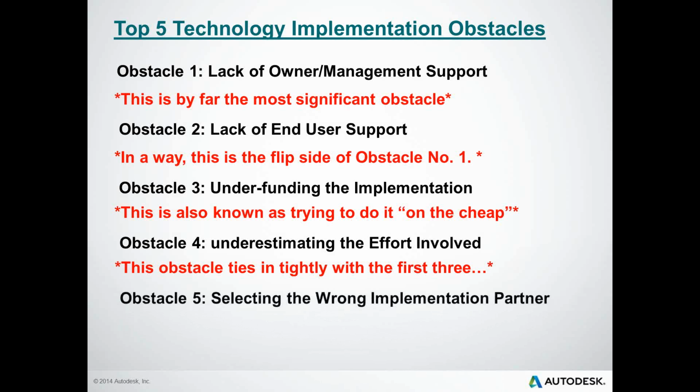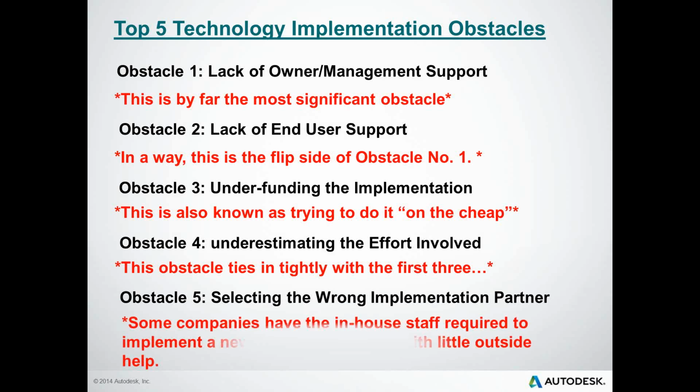Now, obstacle number 5, which is the last but not least of the technology implementation obstacles, is selecting the wrong implementation partner. Now, some companies have built-in resources and staff that are required to implement a new product or system with little outside help. Most companies, however, don't have the luxury of these dedicated resources.